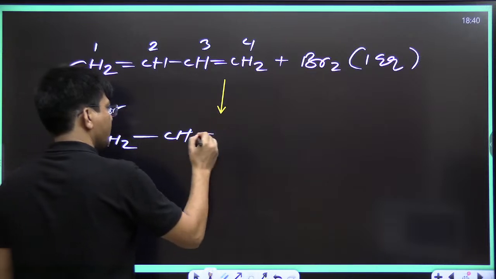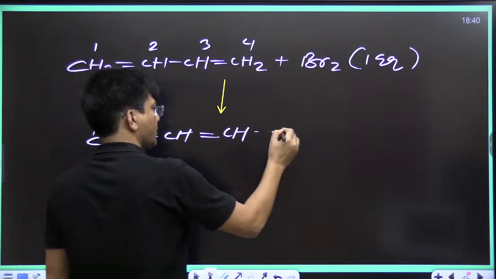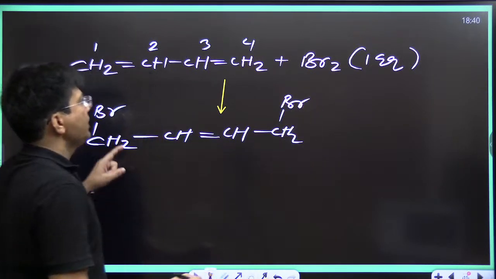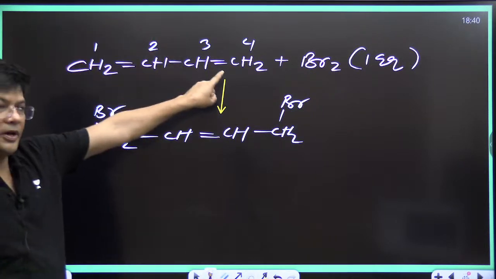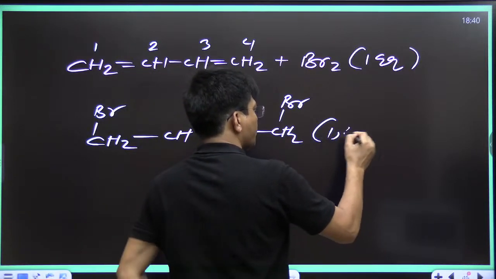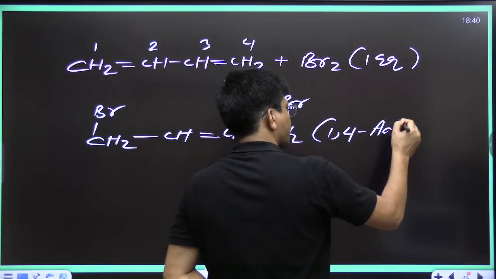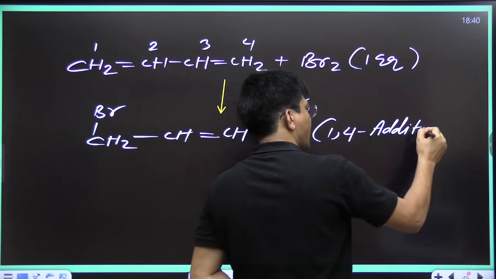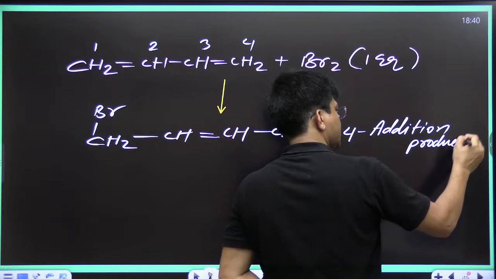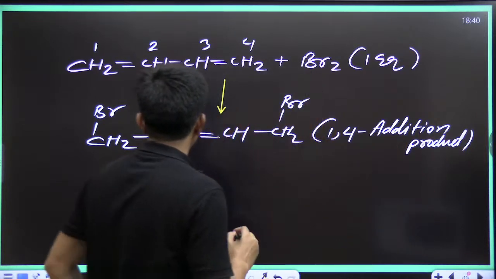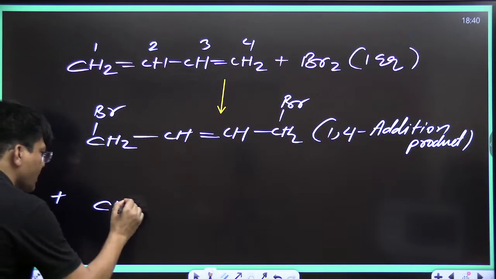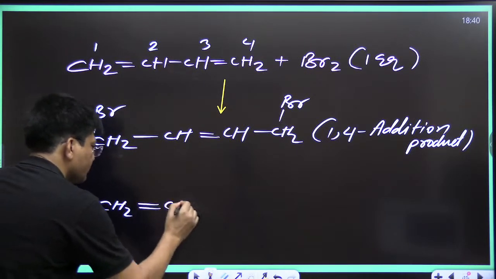So one product is this: CH2Br, CH double bond, CH2Br. One Br added to first carbon, another Br added to second carbon. We will say 1,4 addition product.